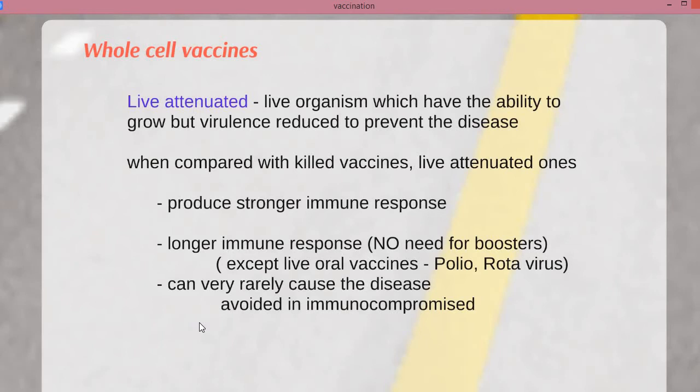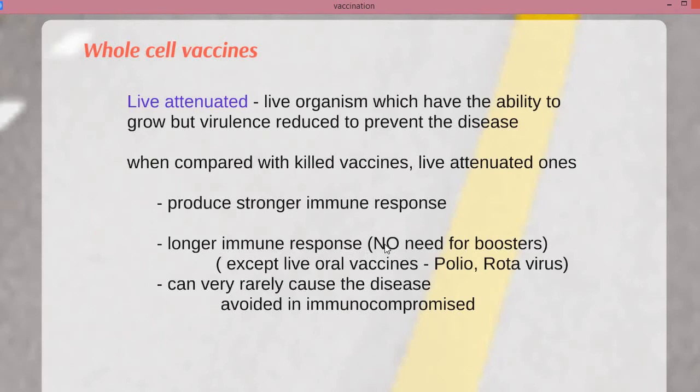Under whole-cell vaccines, we will first learn about live attenuated vaccines. These are live organisms which have the ability to grow, but the virulence has been reduced to prevent the disease. So it's a weakened organism. It can grow, but it cannot produce the disease. When compared with killed vaccines, these live vaccines produce a stronger immune response, and they have a longer immune response. Therefore, many do not need boosters.